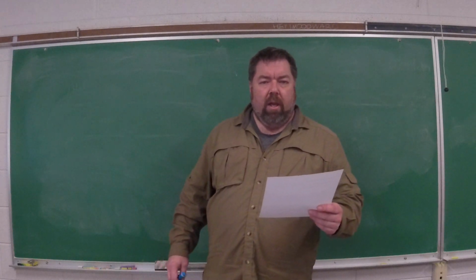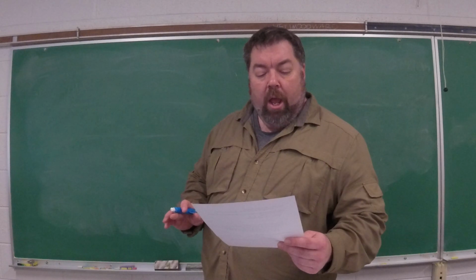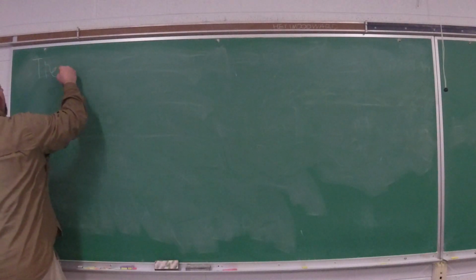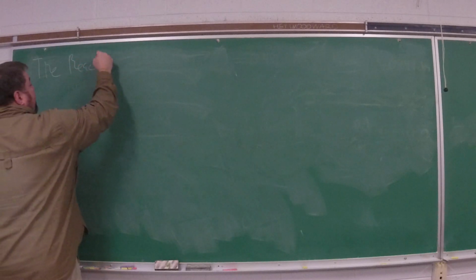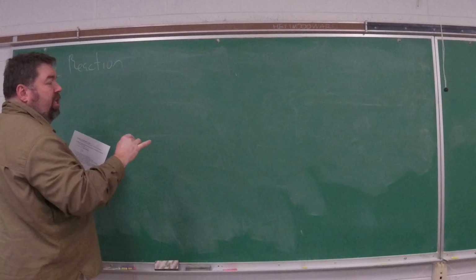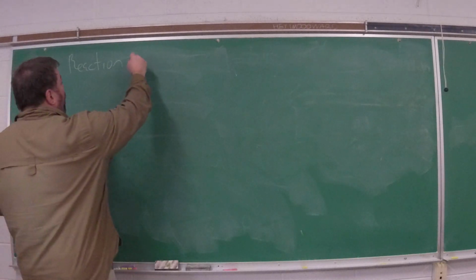Hello class. So we're still in chapter 15 here. We're going to talk about the reaction quotient, which is labeled with a capital Q. It's actually very similar to the equilibrium constant. The difference is that this is used at the beginning of a reaction to tell which way the reaction will go.